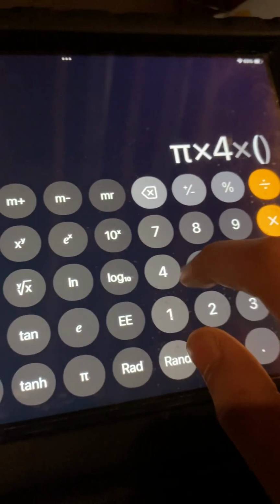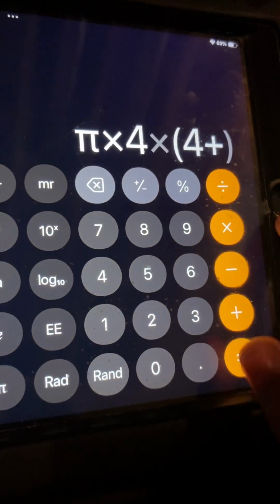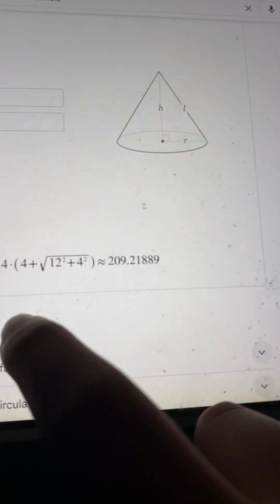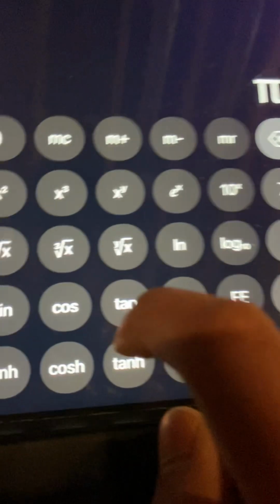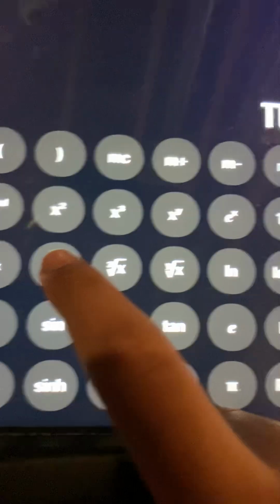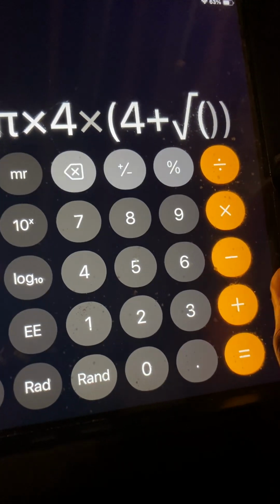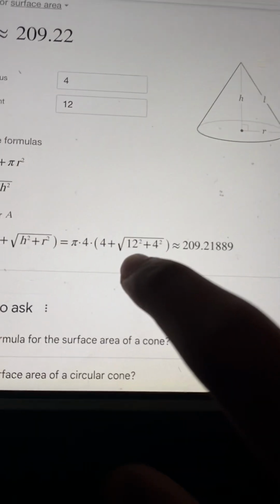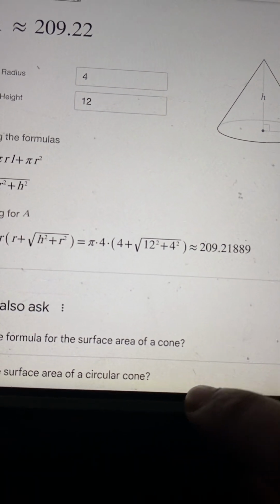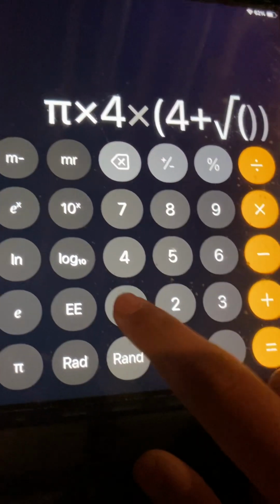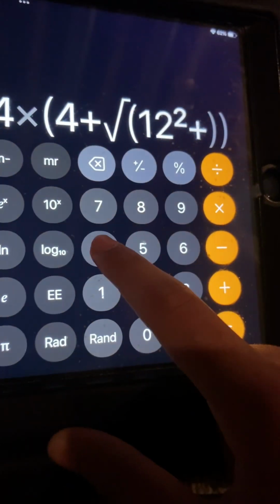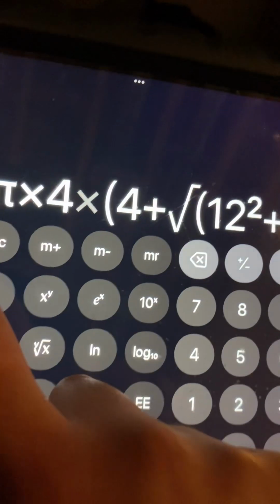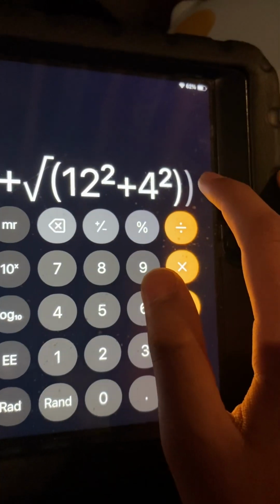So this will require some hard work, but don't worry, I'll go easy. 4 plus the square root. The square root of 12 squared plus 4 squared. So 12 squared plus 4 squared. Parentheses, but then another parentheses.